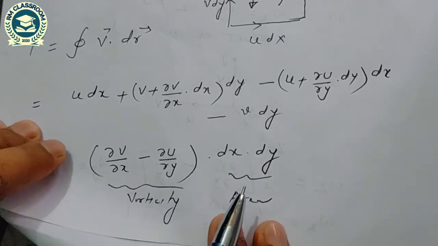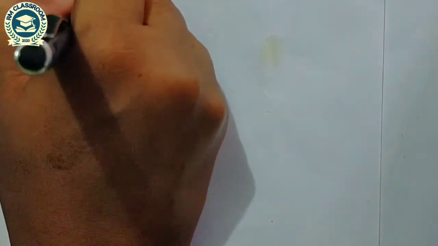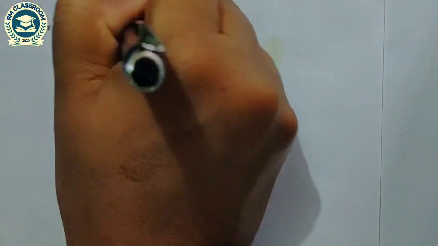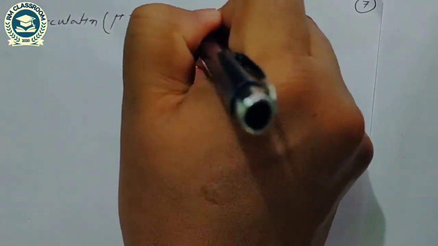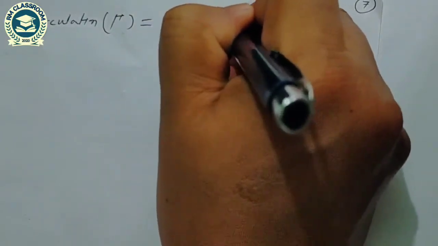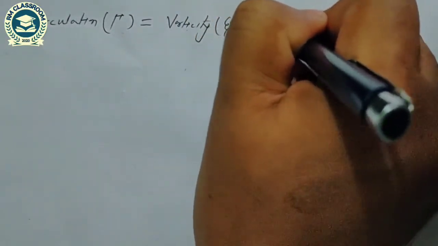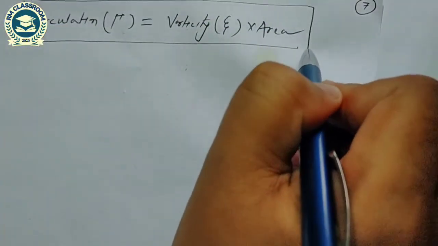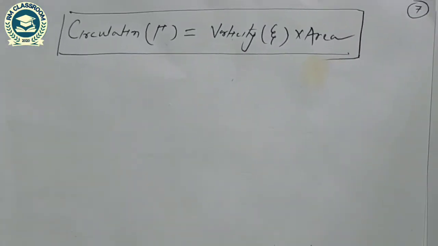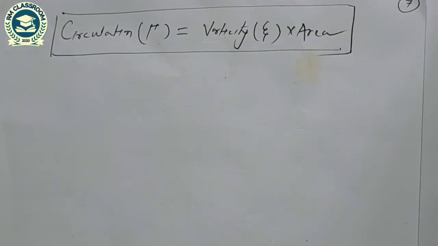So we can write the circulation is equal to vorticity into area. Circulation is equal to vorticity into area.